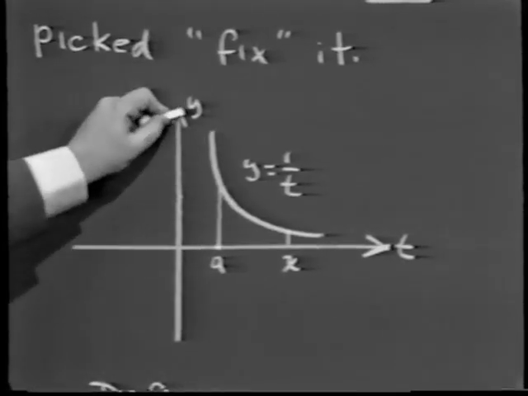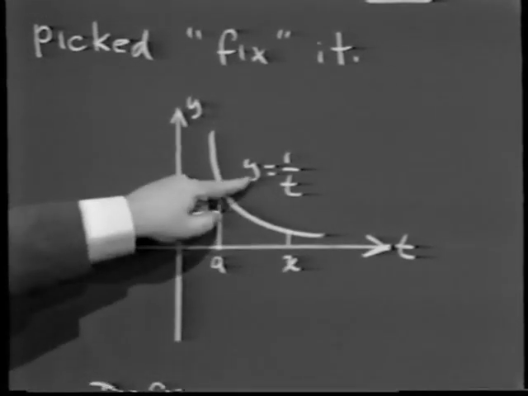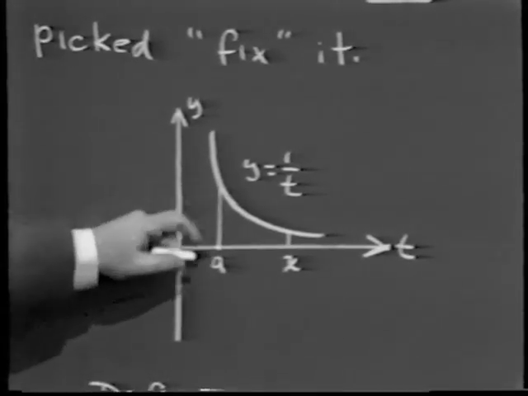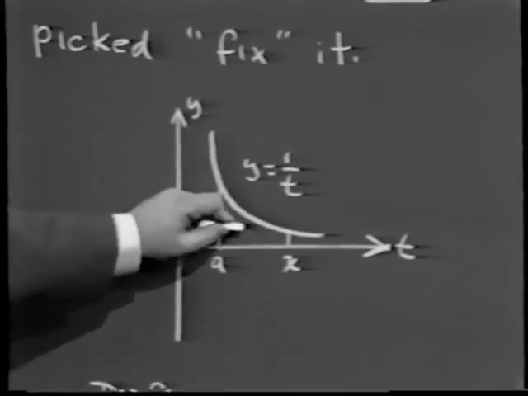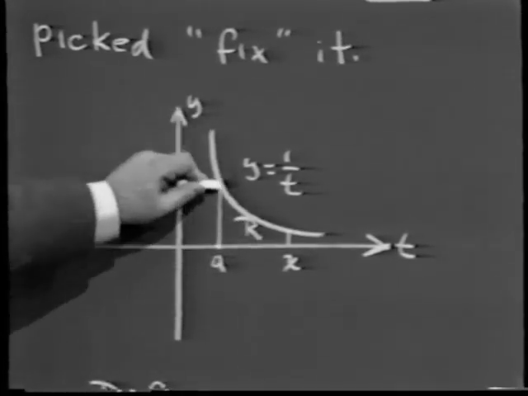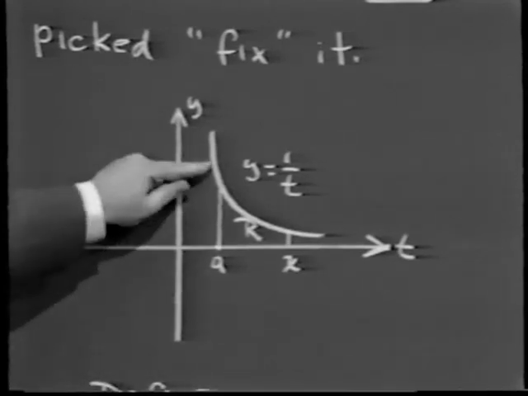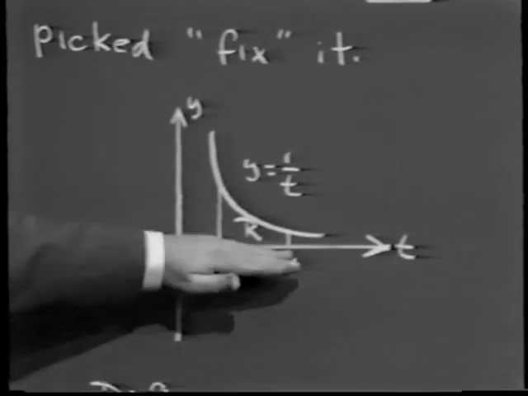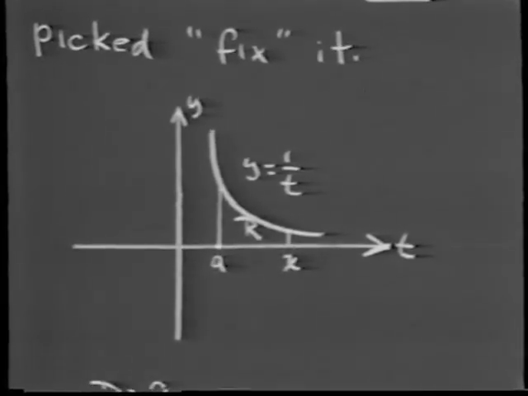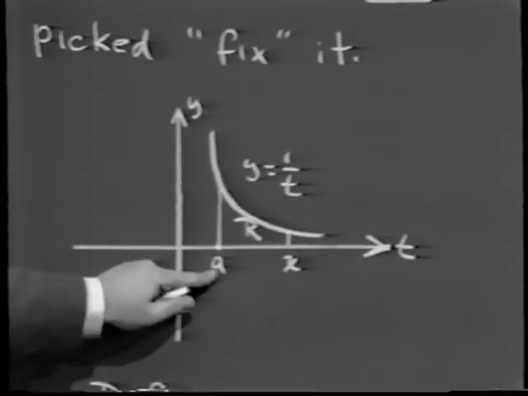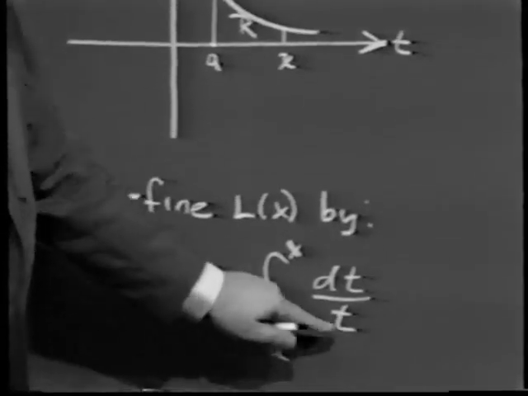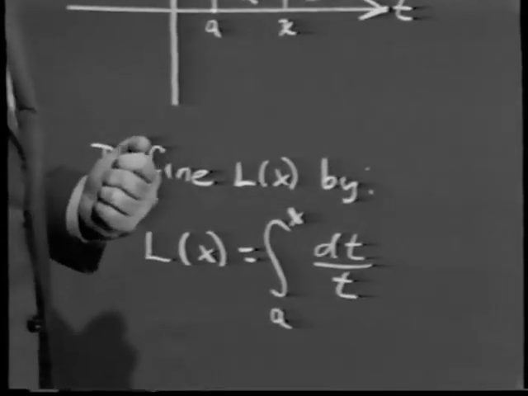Now what we'll do is in the yt plane, we'll draw the curve y equals 1 over t. You see, and what will we do now? We'll study the area of the region R, where R is bounded above by y equals 1 over t, on the left by t equals a, on the right by t equals x, and below by the t-axis. Now, we've already seen that the function that we get by taking the definite integral from a to x of dt over t has the property that its derivative is 1 over x.